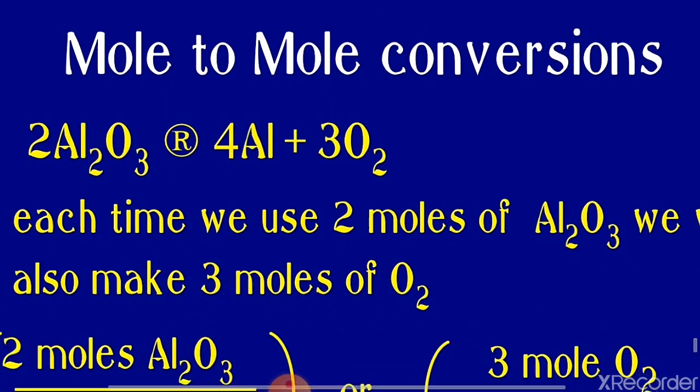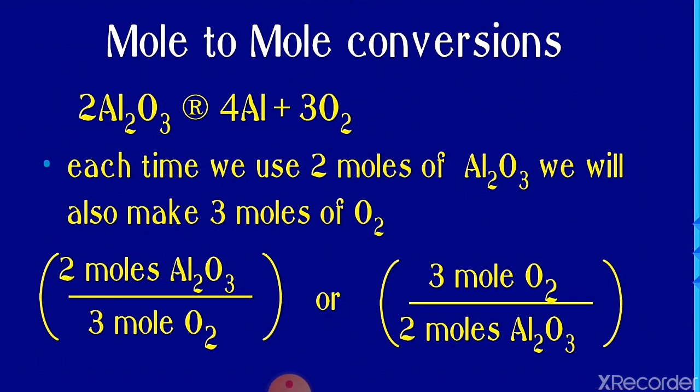Now, the next thing that we will discuss is how to convert 1 mole of one chemical substance to another substance mole. So, mole to mole conversion. If you need to know mole to mole conversion, you need the balanced chemical equation. For example, 2Al2O3 gives 4Al plus 3O2. That is, 2 mole of Al2O3 produces 4 mole of Al.